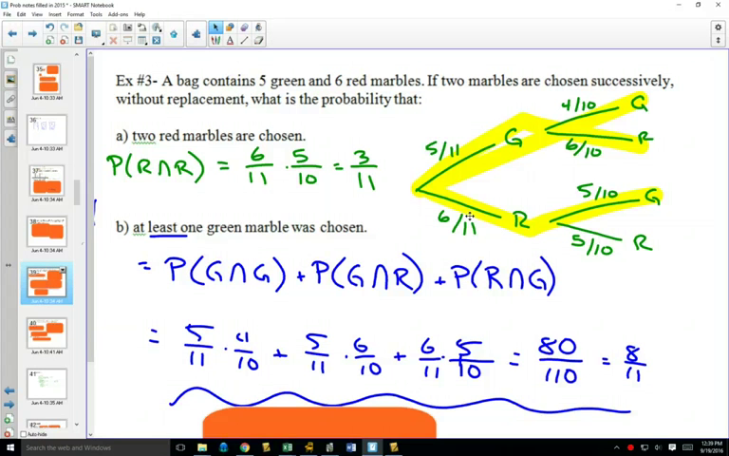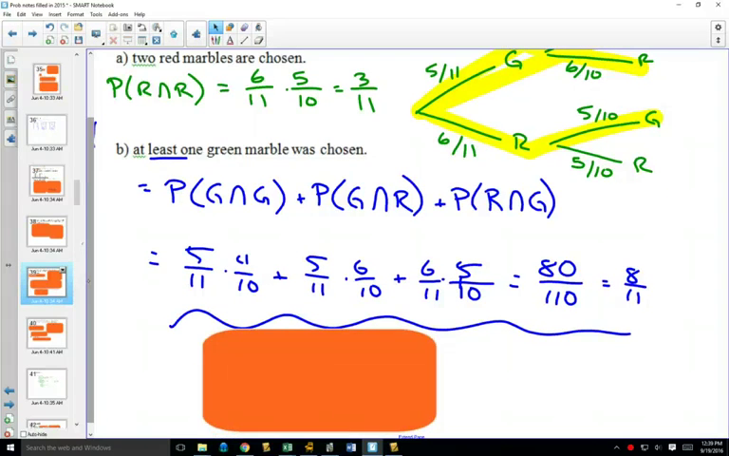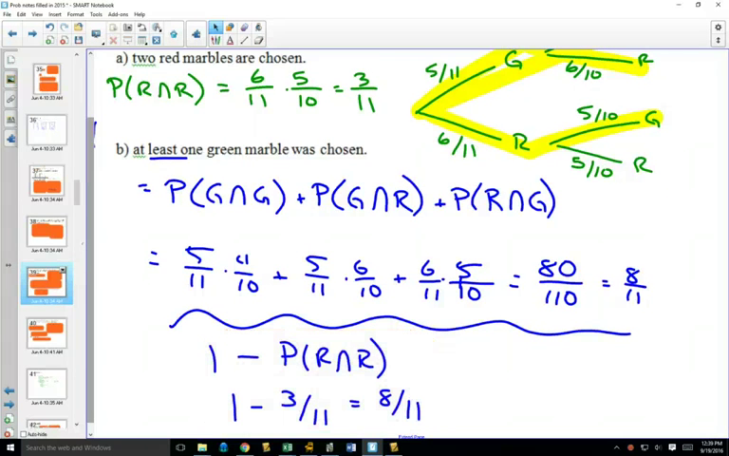If you wanted to do less math, couldn't you just do 1 minus the probability? Yes. So doing less math would just be 1 minus what you found in part A. Since 3 out of 11 are both red, the opposite of both red would be at least 1 green. And that would be 8 out of 11. So that is a much quicker way of doing this. And whenever you see "at least," that'll be a hint that you can probably do it that quicker way. Look at the complement and subtract from 100%.